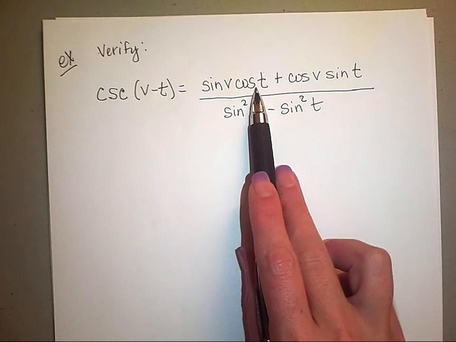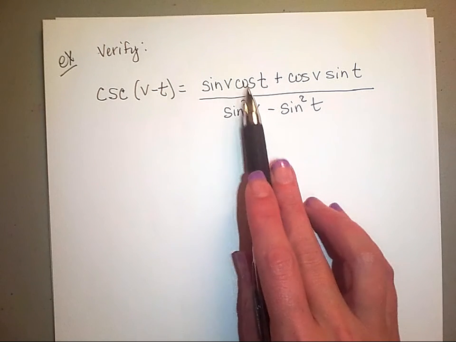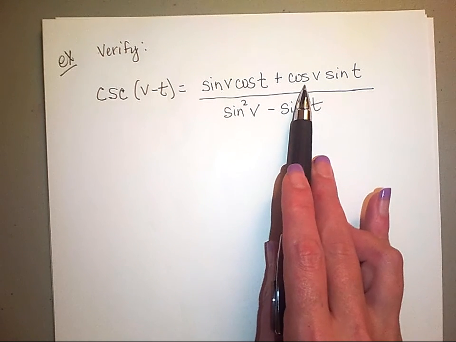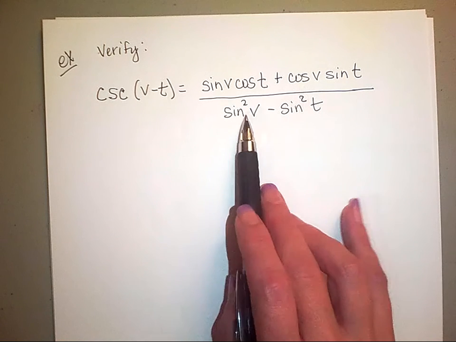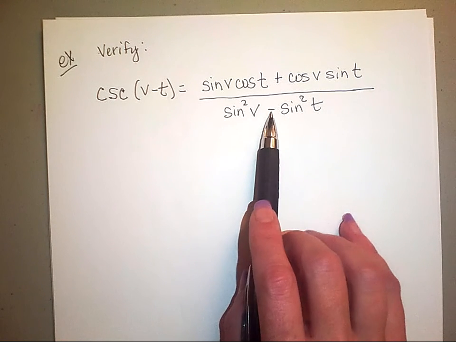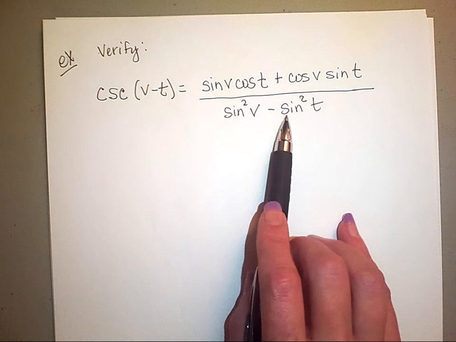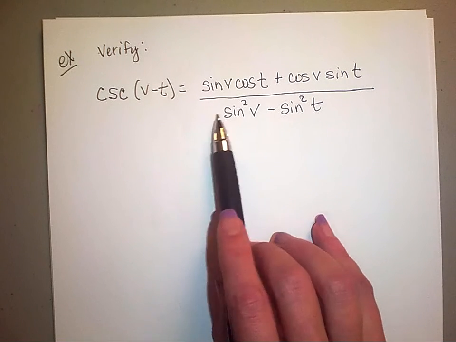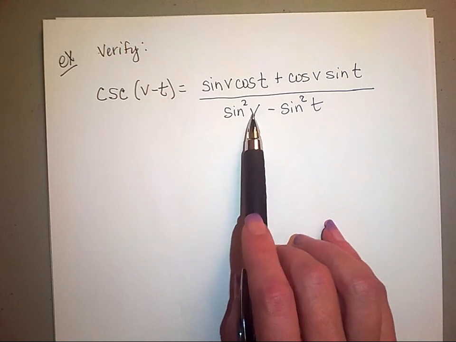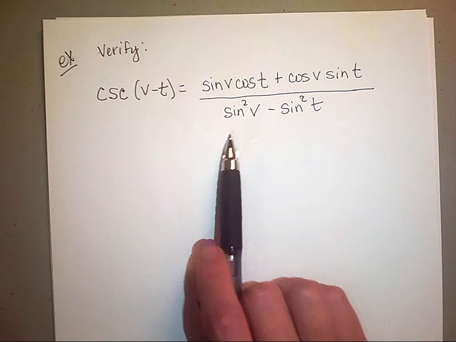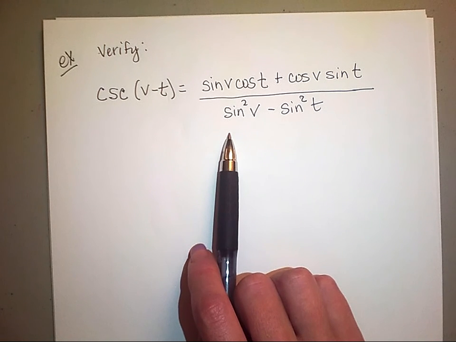I do know that this is a sine of the first, cosine of the second, plus... So this is the sine of v plus t. And I'm not quite sure what I would do with this. I might change one to, like, this is 1 minus cosine squared of v. I'm not sure how helpful that will be to us.